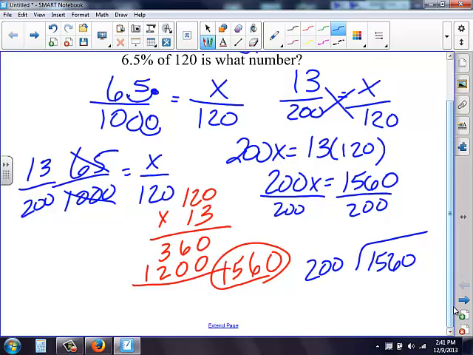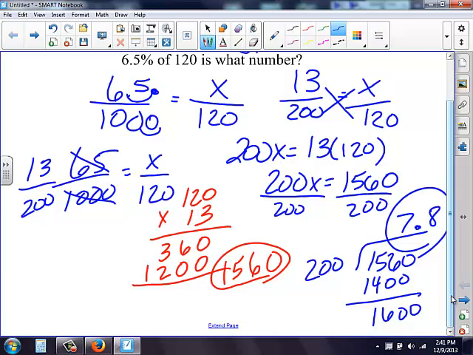So if I multiply that by 7, I get 1,400. I'm left with 160. I have nothing left to bring down, so I'm going to add a decimal, bring down a 0. 200 goes into 1,600 evenly 8 times. Therefore, my answer is going to be 7.8.